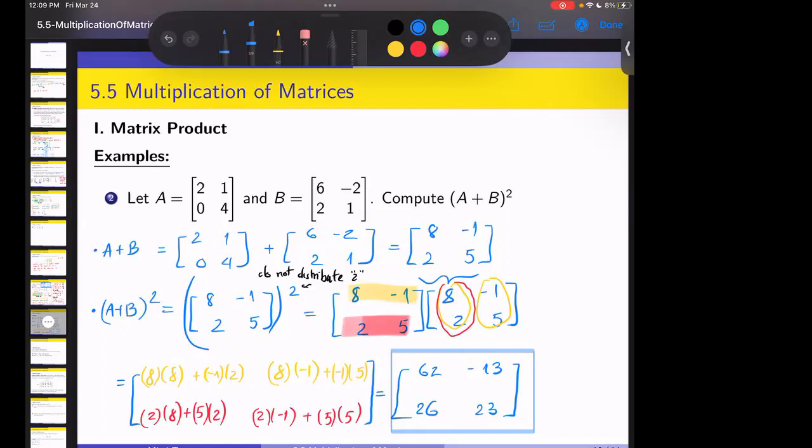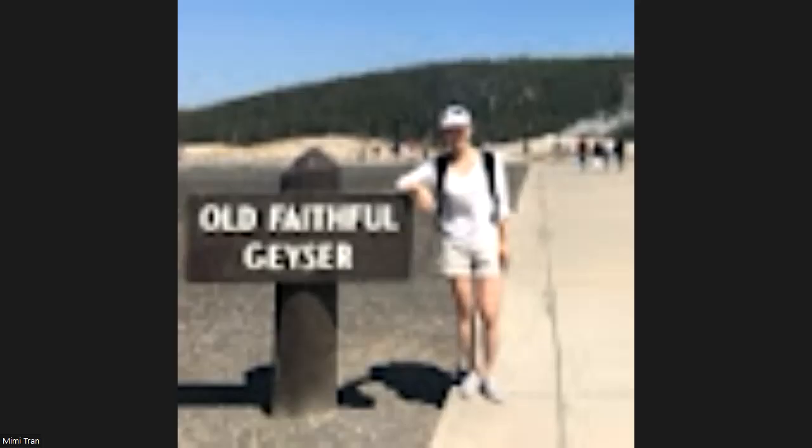You okay with A plus B? What's my next step? A plus B squared, right? What's A plus B? You calculate it as this matrix, that's A plus B, right? So you square that matrix. I say do not distribute the 2. It doesn't mean you square each of these entries. What you have to do is write it out twice, just like x plus y squared is x plus y times x plus y.